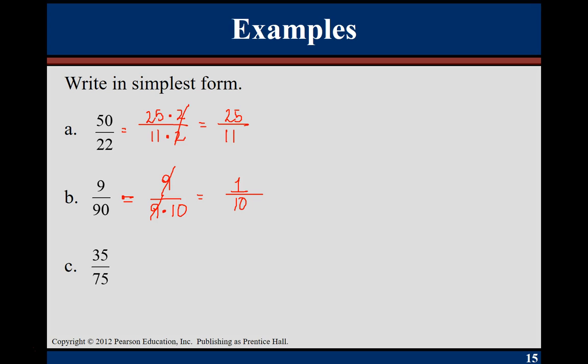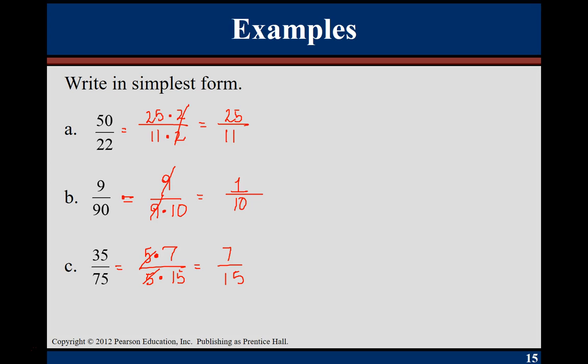35 and 75 both end in a 5. So 5 times a 7 is 35. And 5 times 15 is a 75. And my 5's will divide out. And I have 7 over 15.